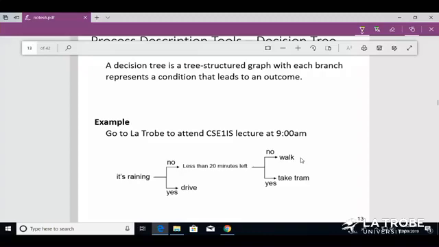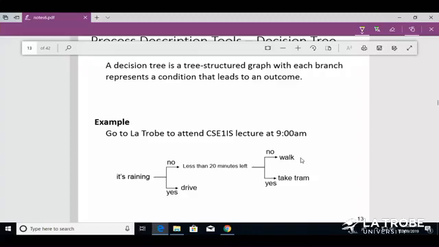From the 15 minutes, I will not be able to get to my lecture on time, so I will take the tram. So can we say that less than 20 minutes left is a condition? This is our second condition here. So we have two conditions: is it raining or not, and less than 20 minutes left. What about the outcomes? The outcomes of these two conditions are drive, take the tram, and walk, because these are the outcomes of the conditions.